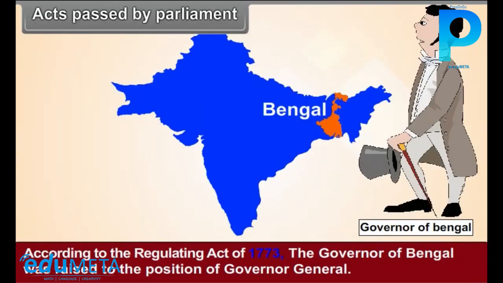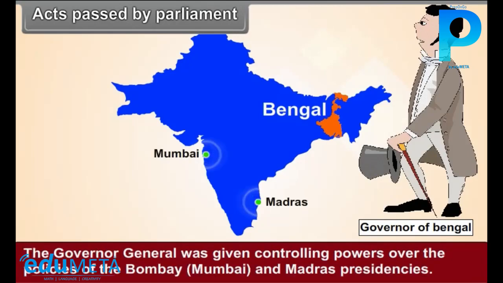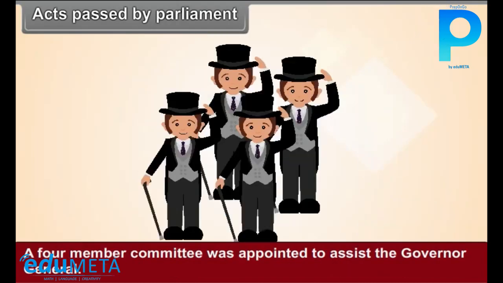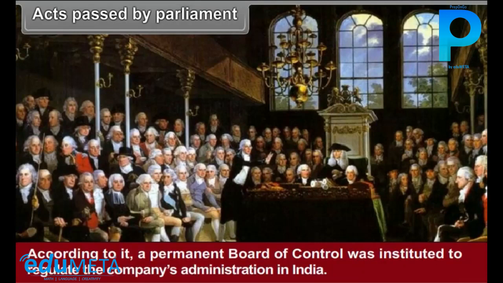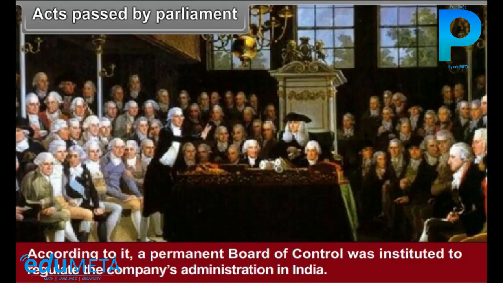Acts passed by Parliament. According to the Regulating Act of 1773, the Governor of Bengal was raised to the position of Governor-General. The Governor-General was given controlling powers over the policies of the Bombay, Mumbai and Madras presidencies. A 4-member committee was appointed to assist the Governor-General. Pitt's India Act was passed in 1784. According to it, a permanent board of control was instituted to regulate the company's administration in India. The board was authorized to issue directives regarding the governance of India to the company.